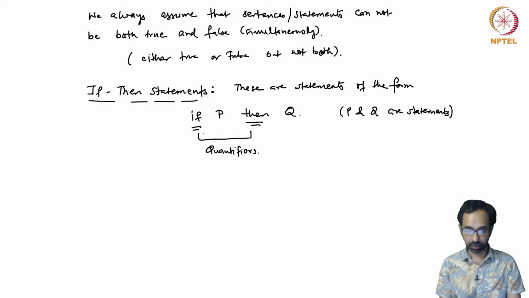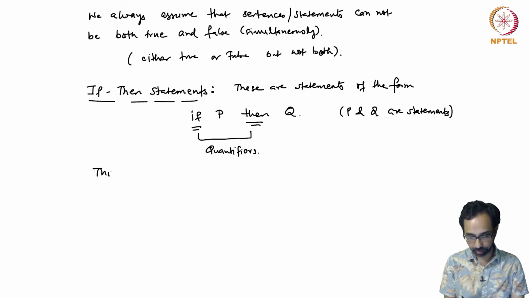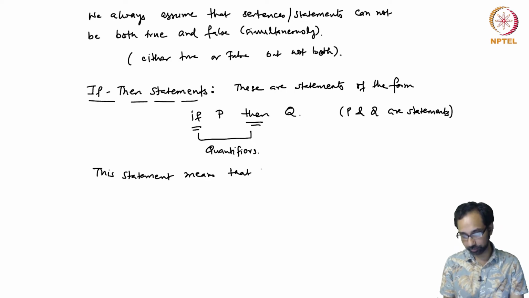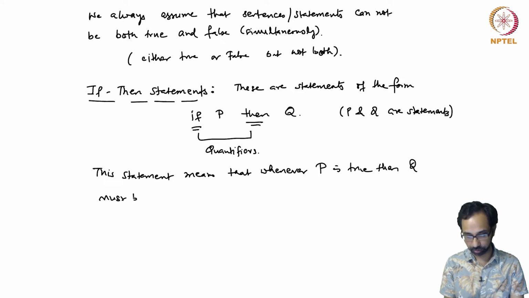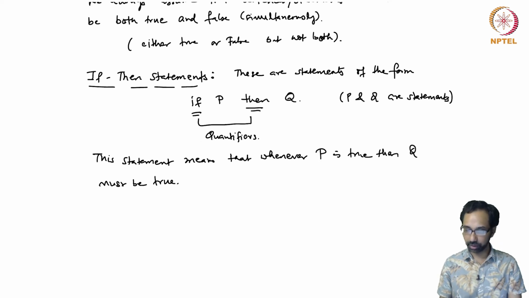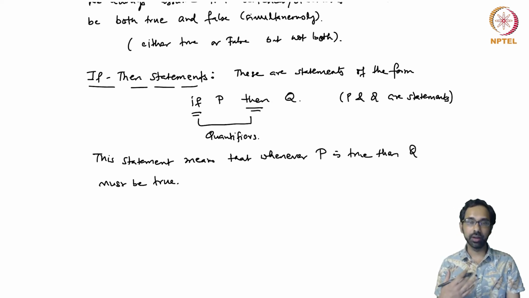If P then Q means that whenever P is true, then Q must be true. This is just a kind of logical statement where you are given one statement P, and whenever that is true, then the other statement Q must also be true.